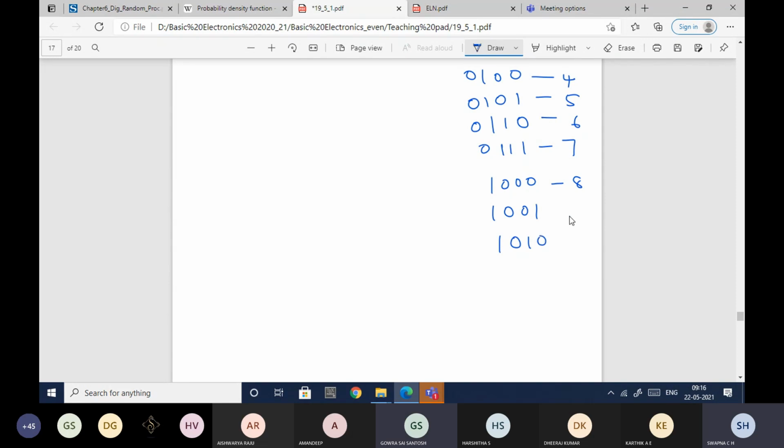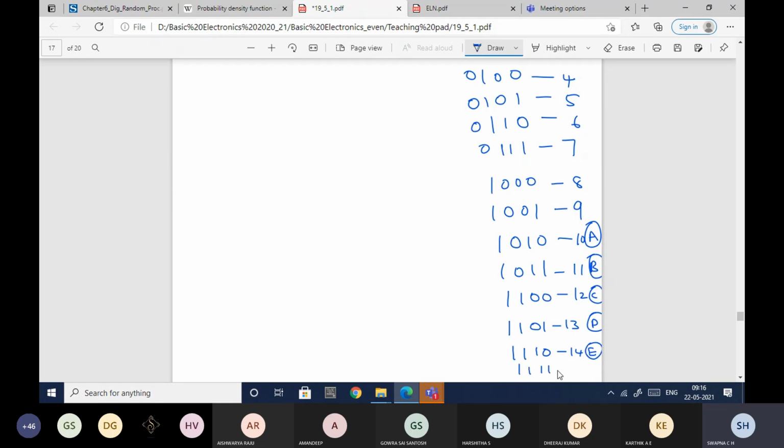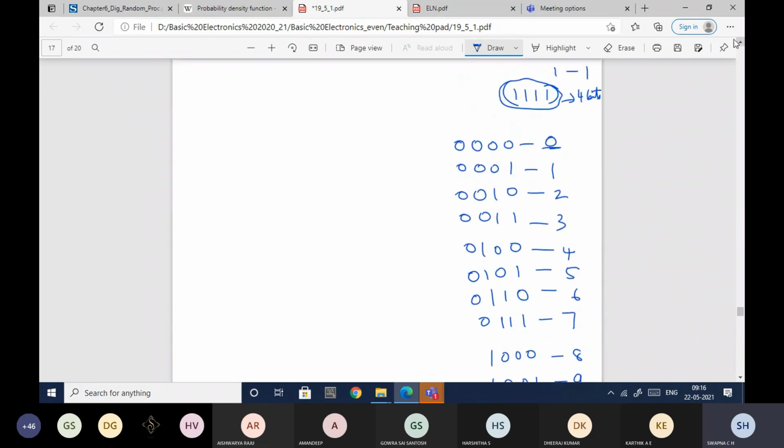1 0 1 0 is 10, which is nothing but A. 1 0 1 1 is B. 1 1 0 0 is 12, it is C. 1 1 0 1 is 13, D. 1 1 1 0 is 14, E. 1 1 1 1 is 15, F.